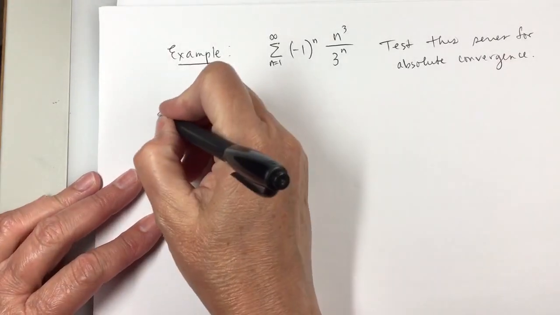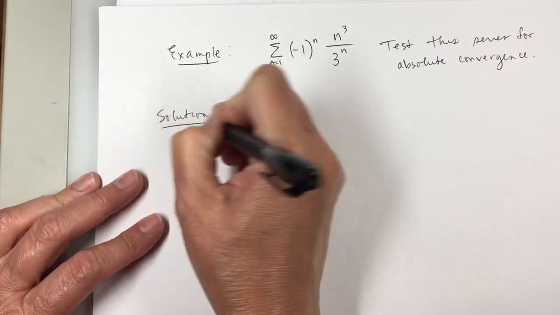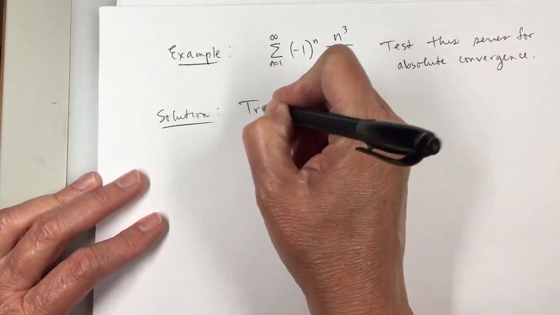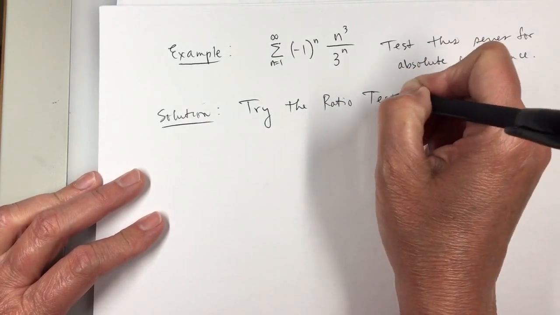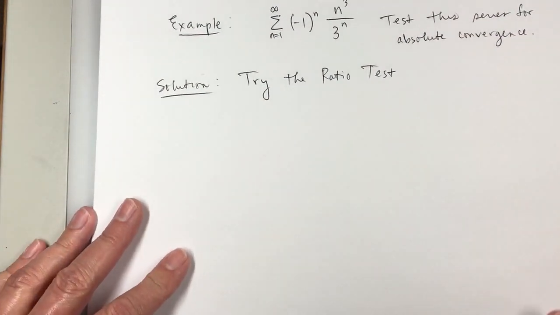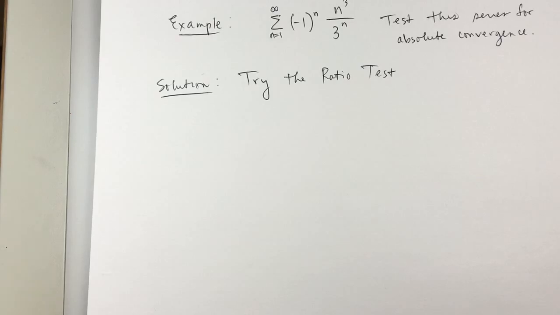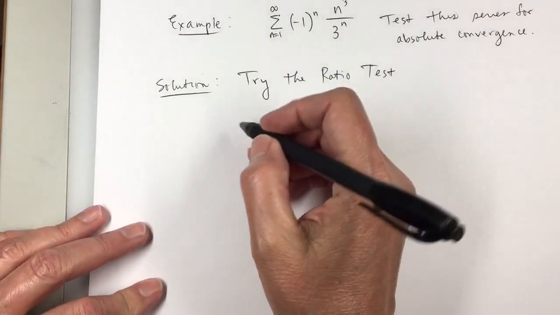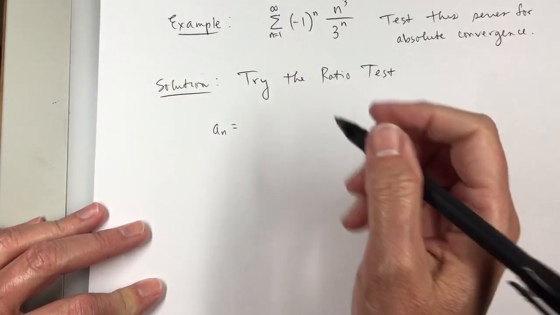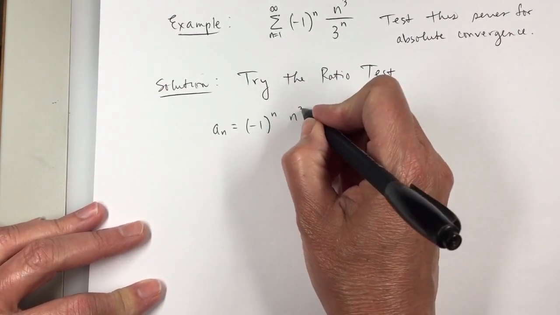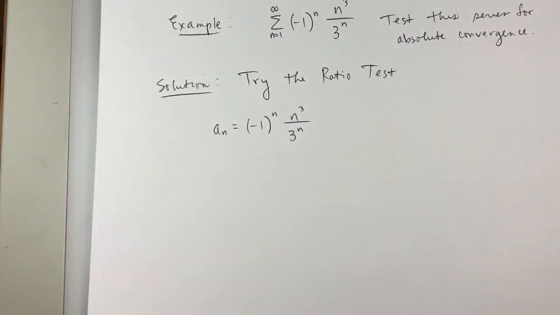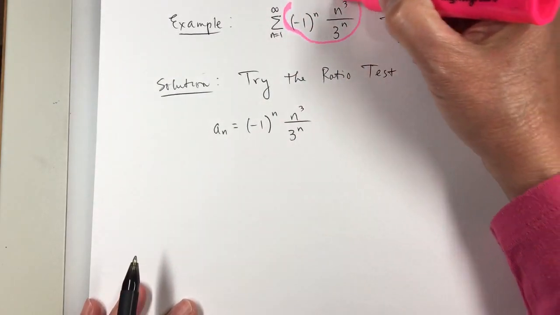All right, for the solution to this, we want to test for absolute convergence. I'm going to try the ratio test. So I'm looking at the problem, and I'm seeing this, that a sub n equals -1 to the n times n cubed over 3 to the n. So this part of this series, that's a sub n.